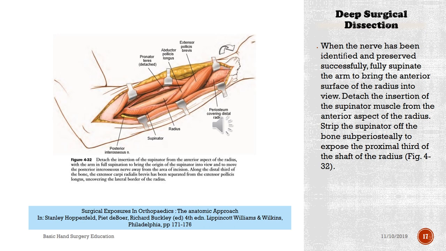The summary of this slide is very important. After identifying and preserving the nerve, supinate the arm and bring the anterior surface of the radius into view. This is very important.